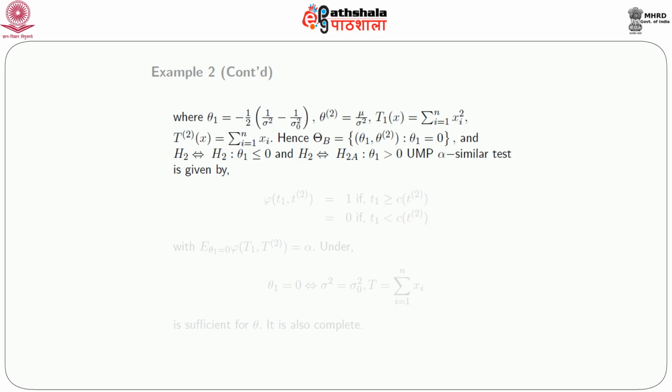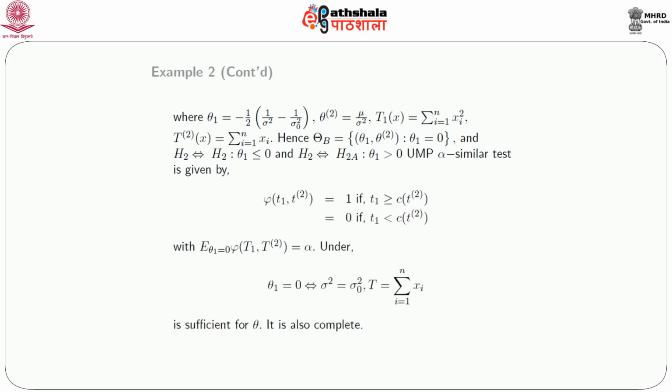The UMP alpha similar test is given by psi(t1, t2) equal to 1 if t1 is greater than some c, which is a function of t2, and equal to 0 if t1 is less than c, with expectation under theta 1 equal to 0 of phi(t1, t2) equal to alpha. That is, sigma square equal to sigma naught square.